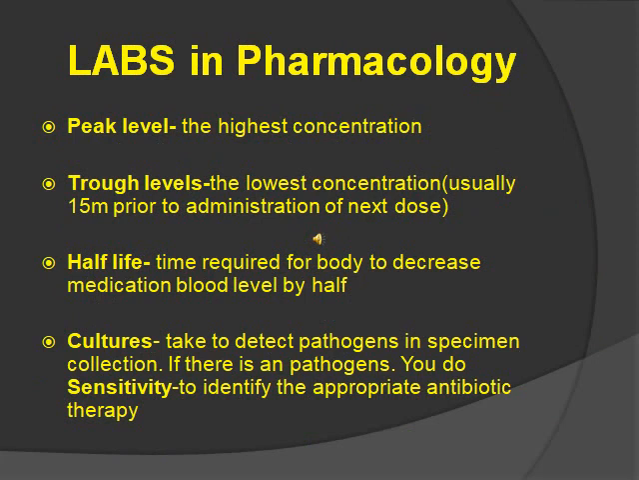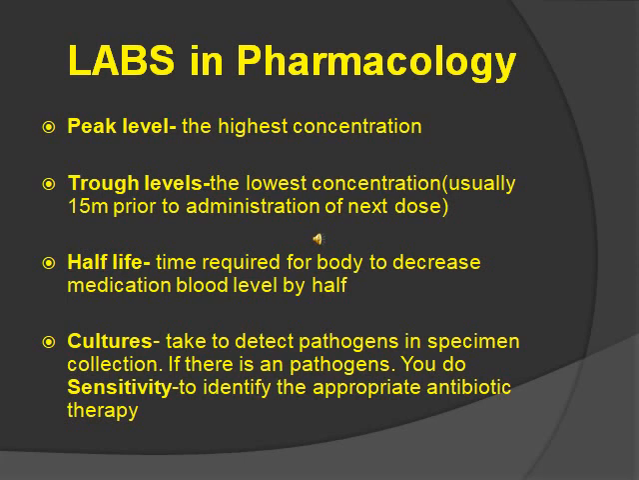So these are some concepts for labs and pharmacology. The peak level is the highest concentration. The opposite is a trough level. It's the lowest concentration. It's usually going to occur 15 minutes before giving the next dose. The half-life is the time required for the body to decrease the medication level by half.